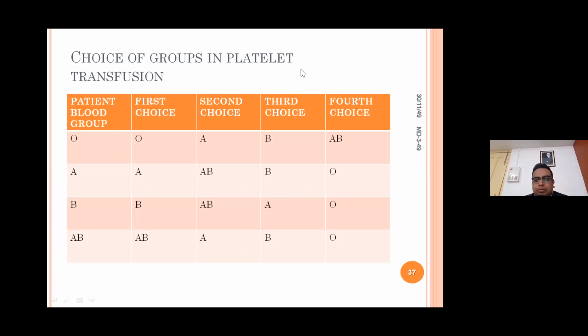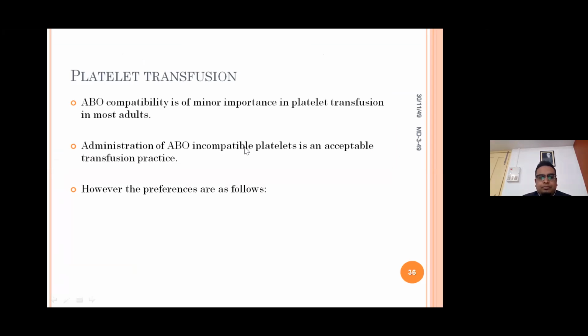Is my screen visible? Yeah, it's visible. It's visible, yes sir. There was some disruption again, I guess. Yeah. Okay, no problem. Please continue.